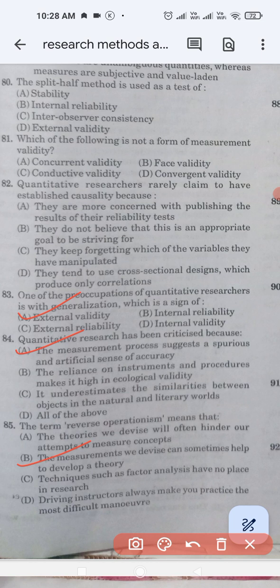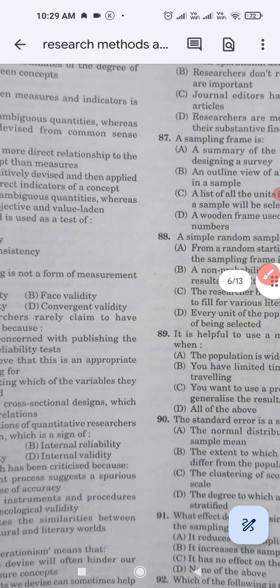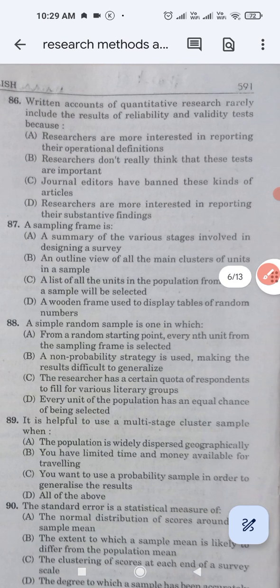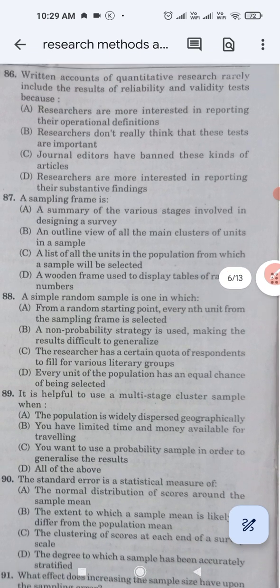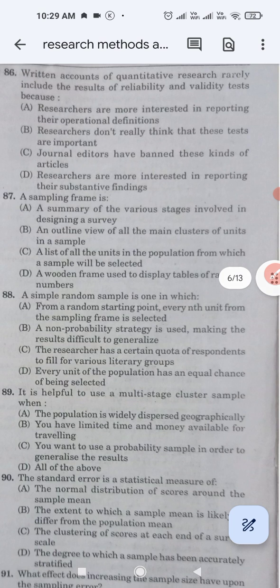Now question number 80. The split half method is used as a test of: option A, stability; option B, internal reliability; option C, inter-observer consistency; and option D, external validity. So the correct answer is option B, internal reliability. Option B is the correct answer.